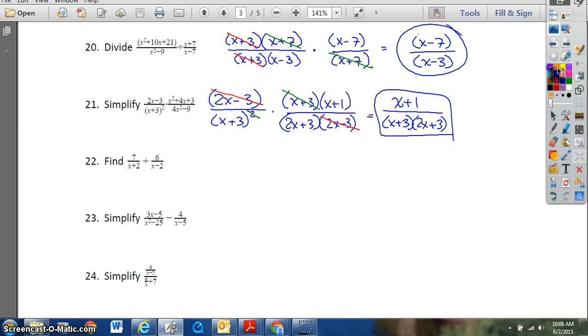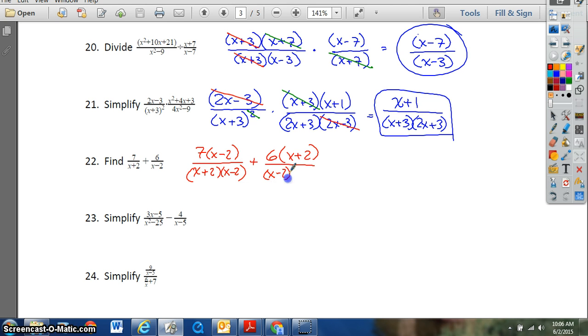Okay, moving down to 22. Common denominator is x plus 2, x minus 2. So my first fraction, I'm going to have to put an x minus 2 in here. And in my second fraction, I'm going to have to put an x plus 2 in there. Okay, so both my denominators now are x plus 2, x minus 2.